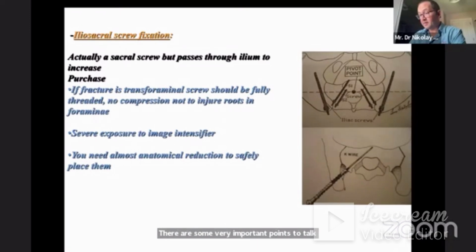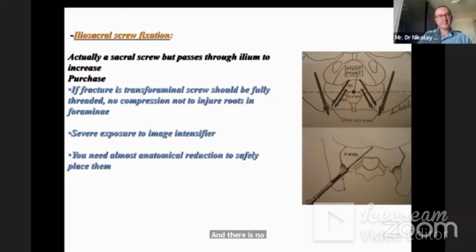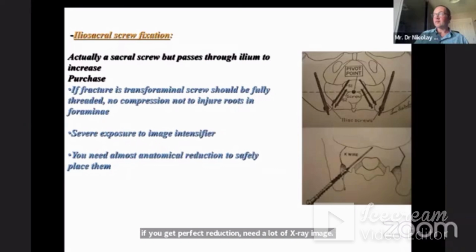Without having perfect reduction before putting any of those screws, those will definitely pass in the wrong direction. And there is not much leverage that you can use those screws for, because they are not very strong screws. You cannot use them as a method of reduction. So you are only doing traction of the lower limb. And even if you get perfect reduction, you need a lot of X-ray imaging during the operation to make this screw in a perfect position. So it's a big hazard for the surgeon, not only for the patient.